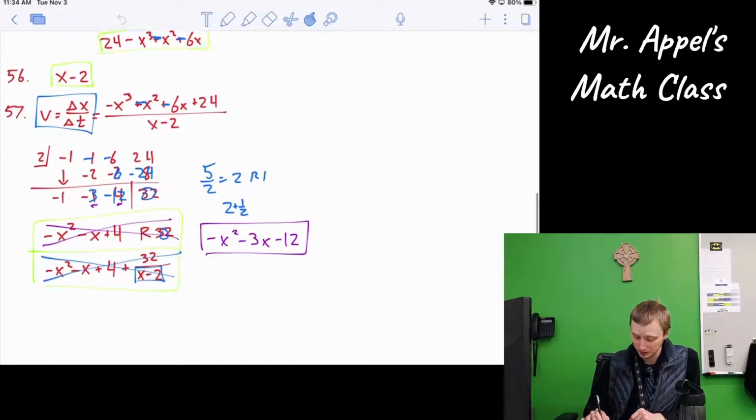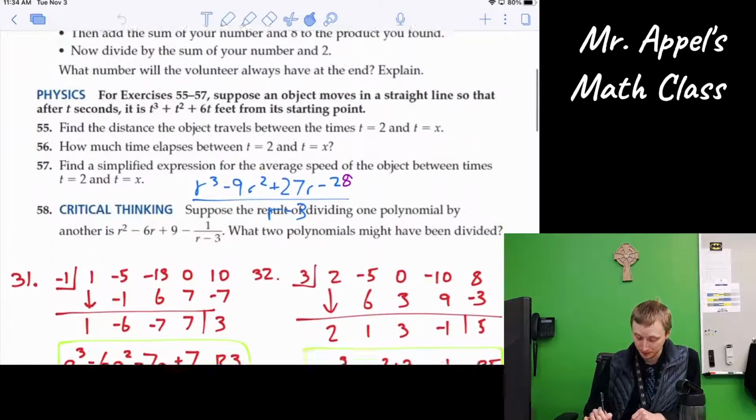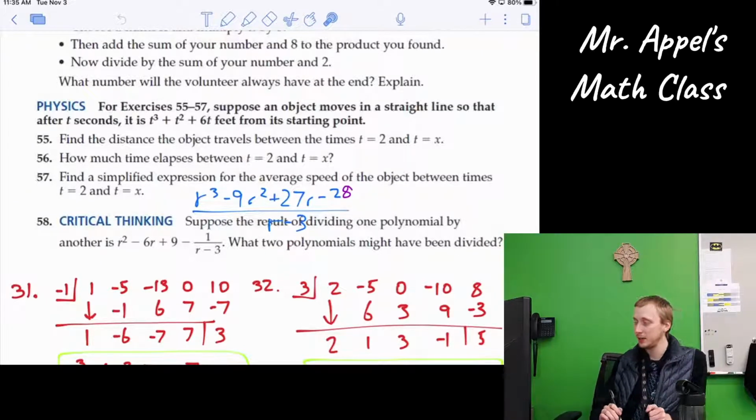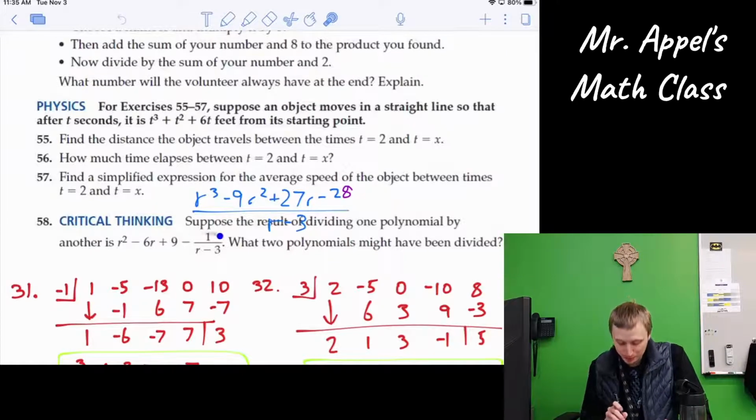Okay, and then the last one, I think I just left here, the critical thinking. If the result of dividing one polynomial by another is this, what two polynomials must have been divided? They are expressing their remainder in this fractional form, so you know the remainder is 1, and what got divided, the divisor, was r minus 3. So you can actually take r minus 3 and multiply through this to get what must have been up top. So that's your answer there for 58.